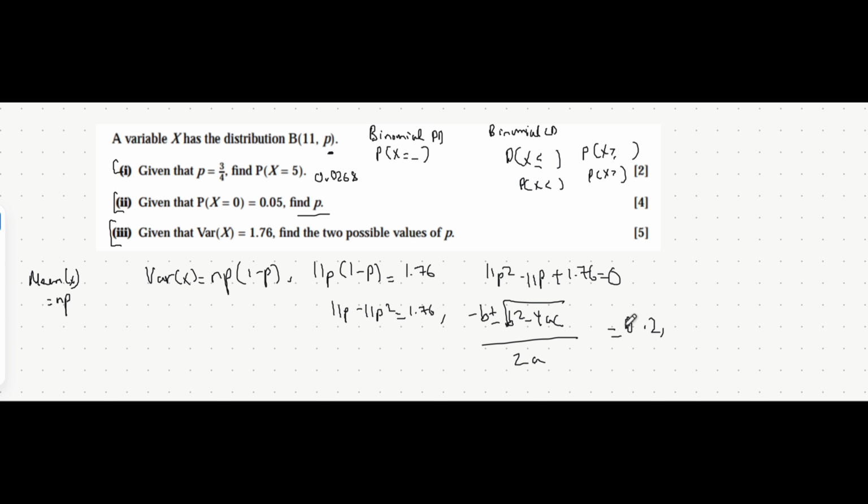The 0.2 value I got when I used a minus. So let's now use a plus and see the other p value. When you do use a plus, you'll get a value of 4 over 5, or 0.8. And those are your two p values now for this case.